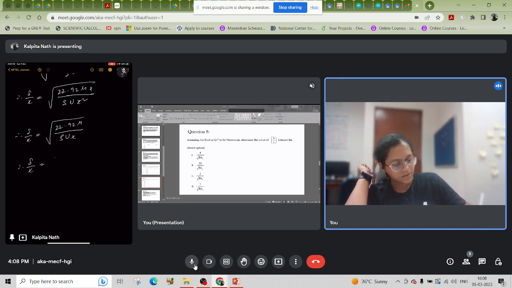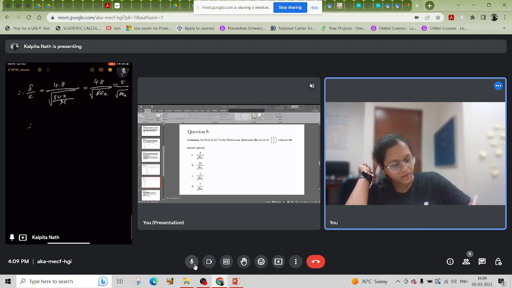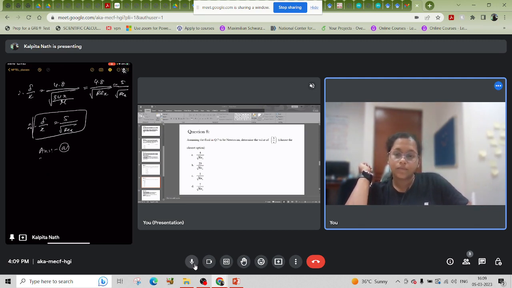Delta by x is equal to 4.8 by root over rho u x by mu, that is 4.8 by root over Reynolds number, that is approximately equal to 5 by root over Reynolds number. Therefore, delta by x is equal to 5 by root over Reynolds number. So, this answer will be A.